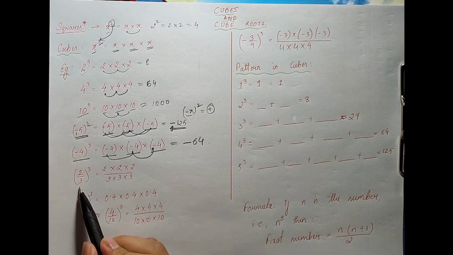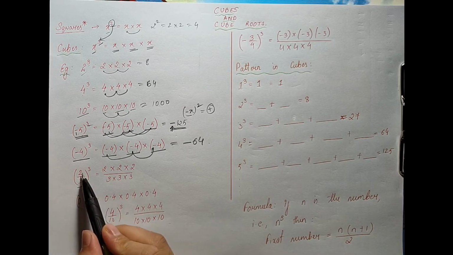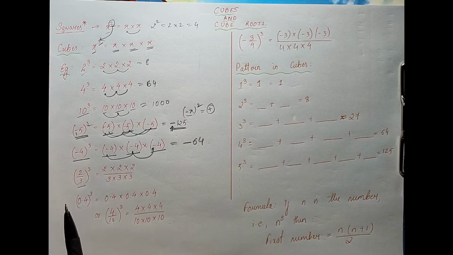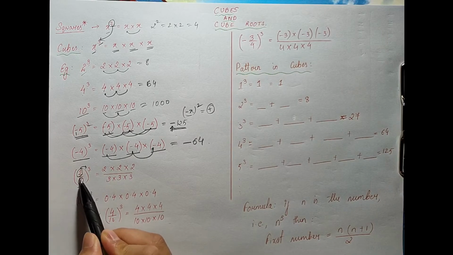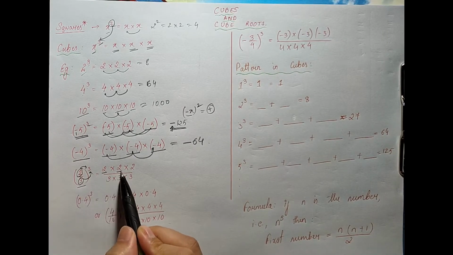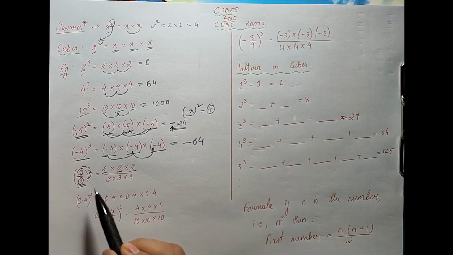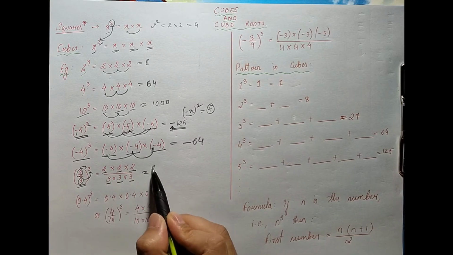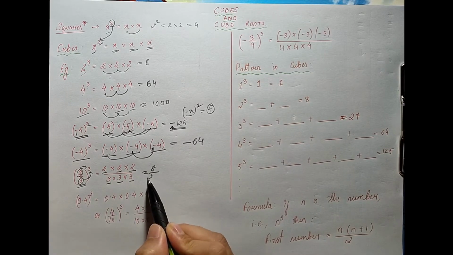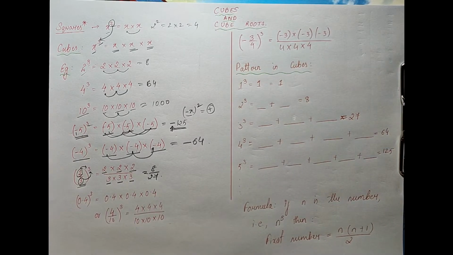We may also have cubes of fractions. For example 2 by 3 whole thing cube. This simply means 2 cube divided by 3 cube. So 2 cube is nothing but 2 into 2 into 2, and 3 cube is nothing but 3 into 3 into 3. So 2 cube is 8 and 3 cube is 27.